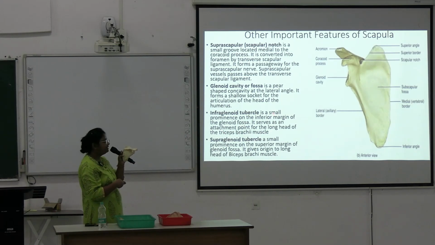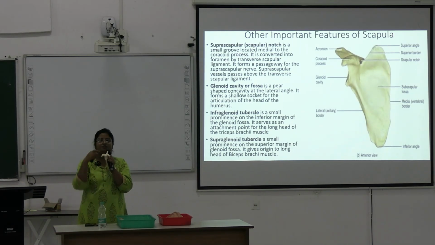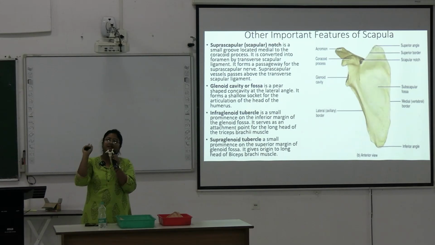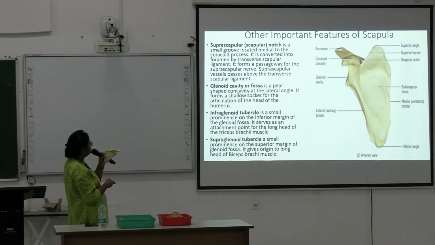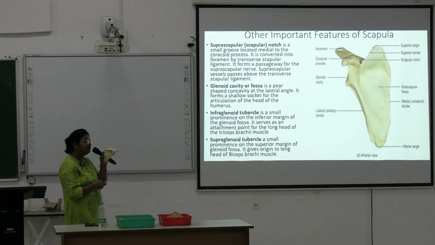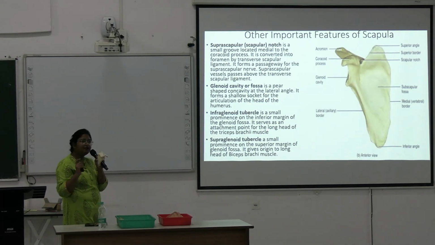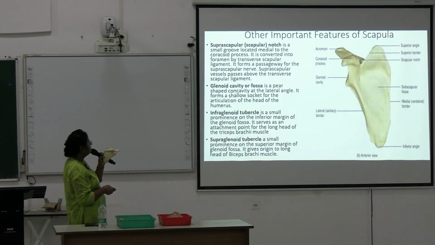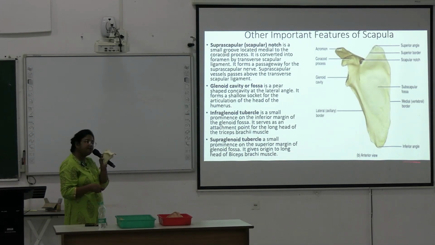Next is infraglenoid tubercle and supraglenoid tubercle. Infraglenoid tubercle means it lies just below the glenoid cavity. Supraglenoid tubercle is lying just above the glenoid cavity. So infraglenoid tubercle is a small prominence on the inferior margin of the glenoid fossa. It serves as an attachment point for the long head of the triceps brachii. Supraglenoid tubercle is a small prominence on the superior margin of the glenoid fossa. It gives origin to long head of the biceps brachii muscle.